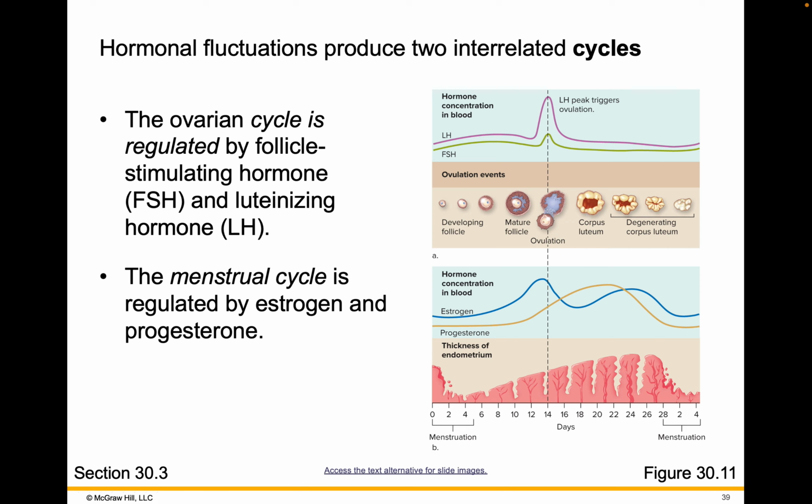All right, and then down here, graph B, this represents the menstrual cycle. So we've got estrogen and progesterone here. And down here is the thickness of the endometrium. This is that nutrient-rich lining in the uterus that would support the development of a baby and a corpus luteum in the event of fertilization.